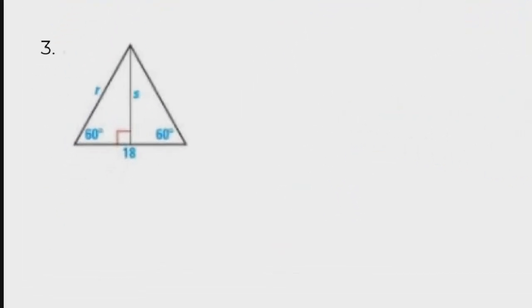Okay, next we want to find r and s. So if the entire bottom is 18, that means this part is going to be 9, this part's going to be 9. And here's 30 degrees and 30 degrees, since we know the other two are 60 and 90. So for r, that's going to be 2 times 9, because it's 2 times the side across from the 30-degree angle, so it's going to be 18. And for s, that's going to be 9 rad 3, because it's rad 3 times the side across from 30.